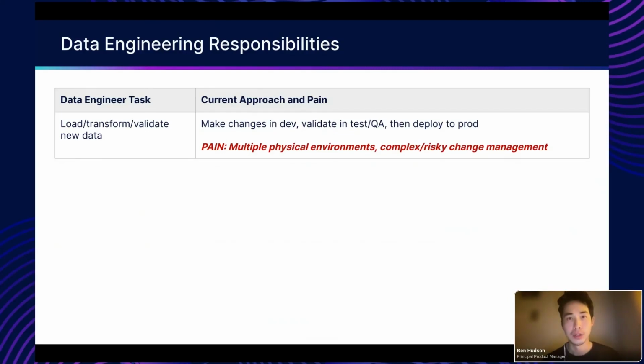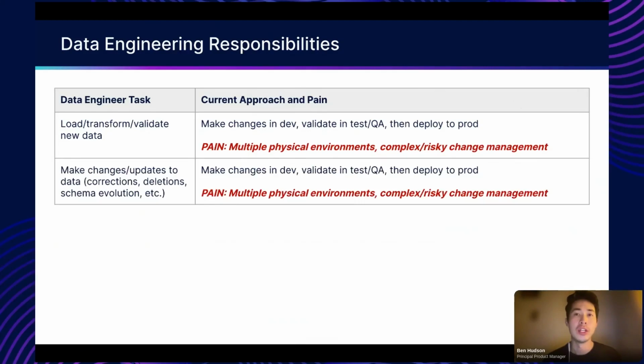Today, this could require multiple physical environments. So for example, a development environment, where they make the changes and validate them in a test or quality assurance environment. And then once that's all good, they'll deploy it into production. Bottom line is that it could require multiple physical environments, which could get expensive depending on the volume of data that you have. And there's a whole complex, risky change management system and process to go along with that as well.